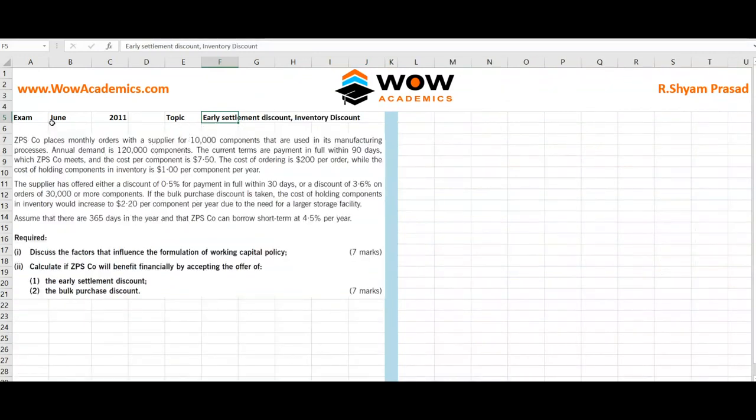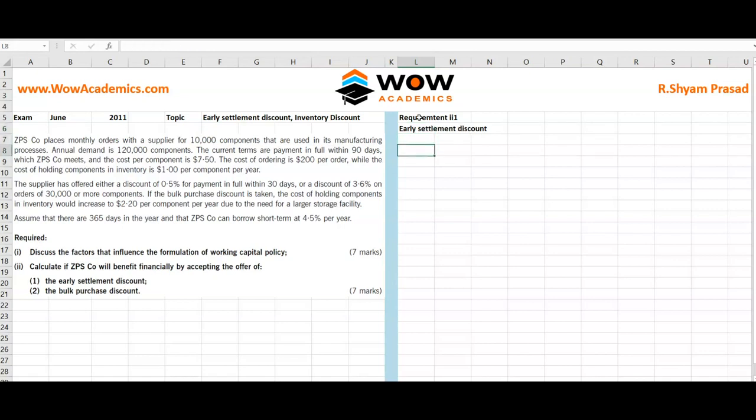The next problem is early settlement discount and inventory discount. This question was asked in June 2011. The first question is a theory question. The second question is the calculation question: calculate if ZCO will benefit financially by accepting the offer of early settlement discount and the bulk purchase discount. There are two problems here and the marks are 7 marks, so it is 3.5 and 3.5. Both are very small problems, so we'll quickly calculate them.